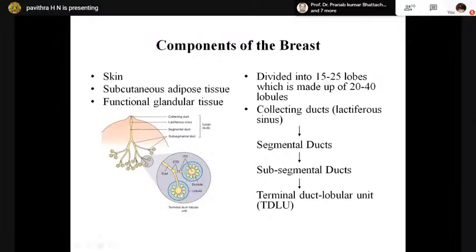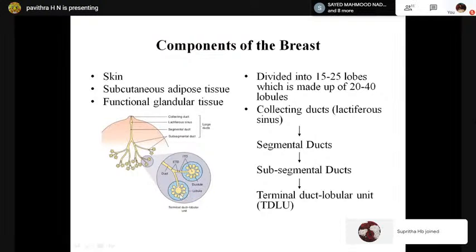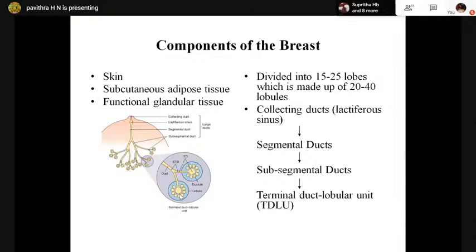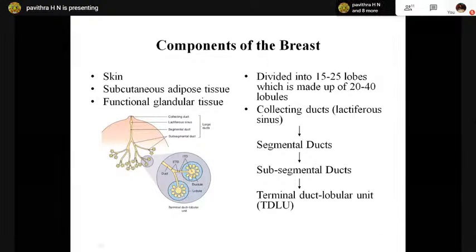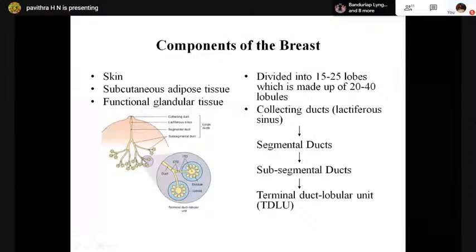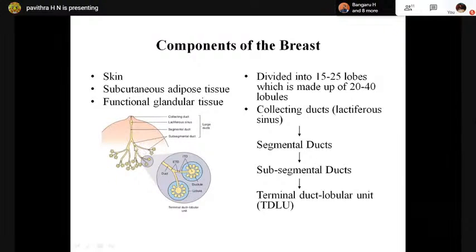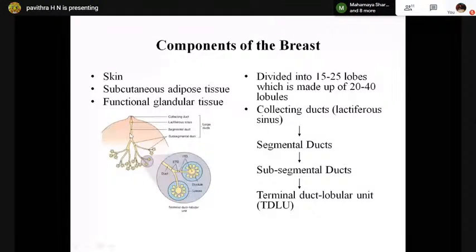So the secretion starts from the TDLUs, that is a short term for terminal duct lobular units. From the TDLUs, the secretions are drained via the intralobular terminal ducts and the extralobular terminal ducts. Through this, they go through the ducts, and the ducts can be further divided into the subsegmental ducts. These subsegmental ducts join to form the segmental ducts, and further they form the lactiferous sinus, which is a dilatation, and finally they pour to the exterior through the collecting ducts.